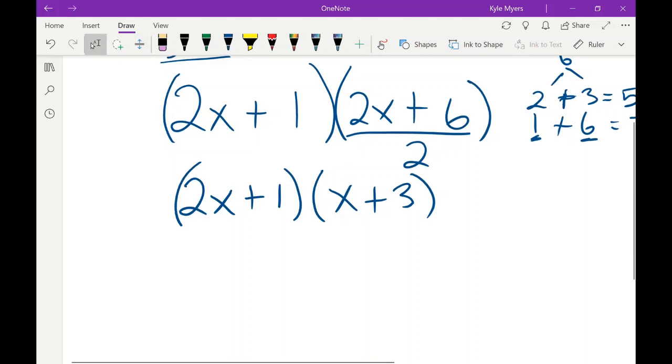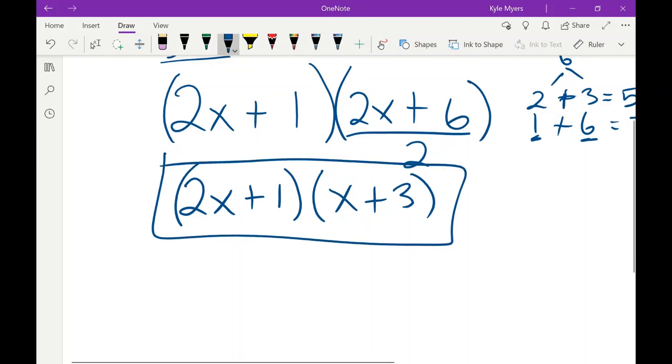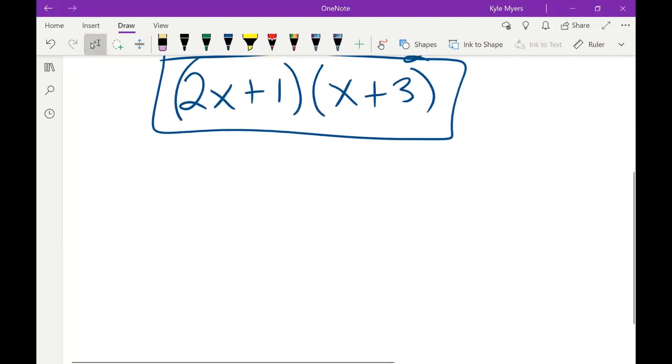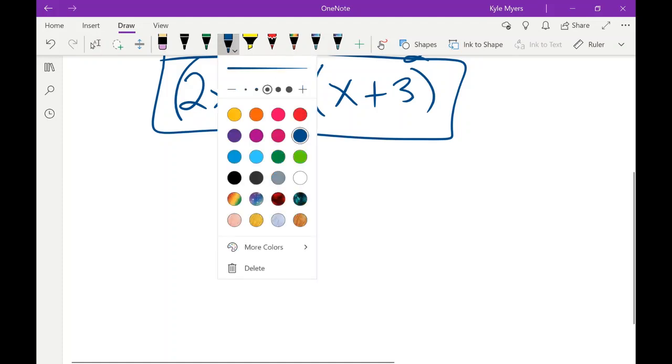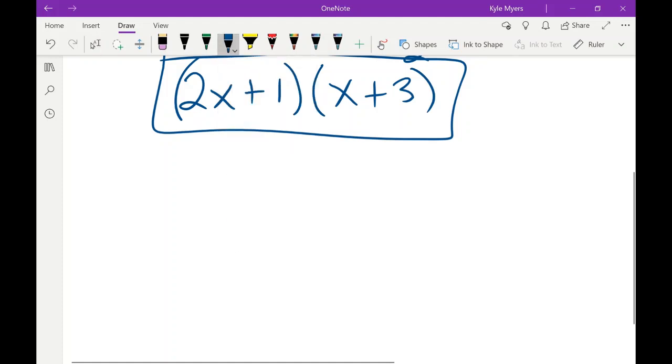So, we're done. That's it. You just did it. Let's do another one. Let's do one more. We have time for one more. What do you think? So let's do 3x squared plus 4x minus 7.